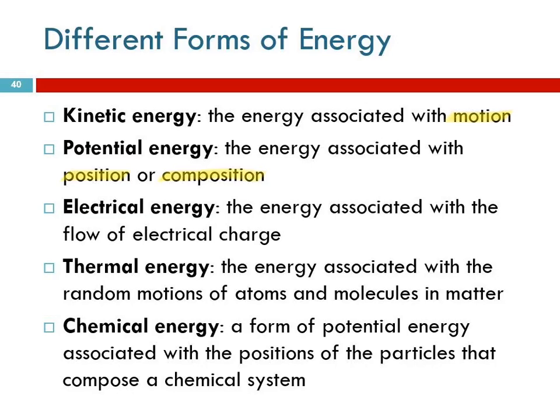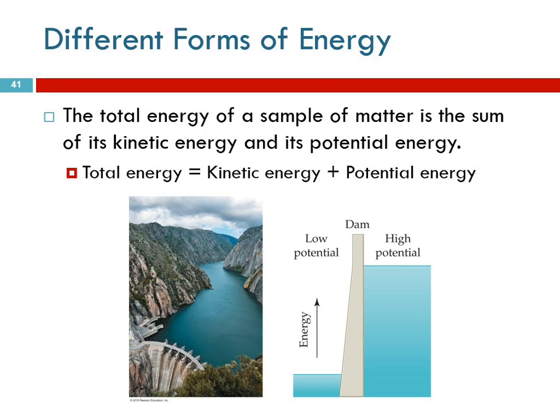Then we have electrical energy. This has to do with the flow of electrical charge. We have thermal energy. Thermal energy is random motion of matter. Thermal energy is a type of kinetic energy. And then we have chemical energy. Chemical energy is a form of potential energy associated with the positions of the particles that compose a chemical system. Gasoline has potential energy in the form of chemical energy. So the total energy of a sample of matter is the sum of the kinetic energy plus the potential energy.